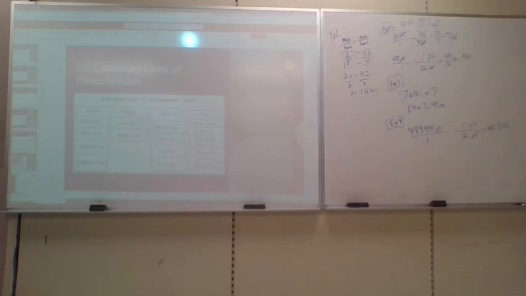Okay, and this is just to show you the chart. This is just showing you about the lengths, the weight, the capacity, and time. I just want to show you that. Just FYI, for your information.